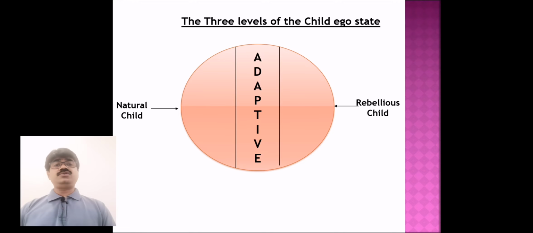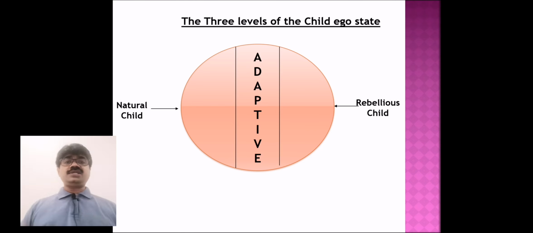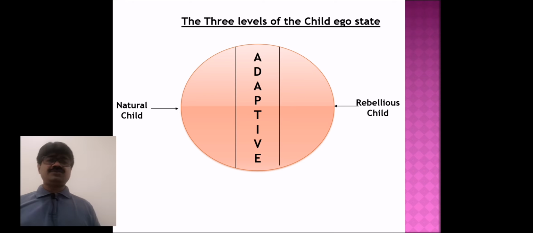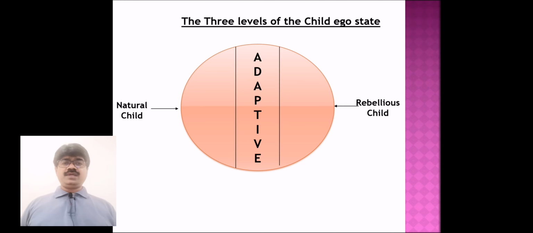The first is the natural child, then you have the rebellious child, and in the center you have something called an adaptive child. Now what do you mean by the natural child? The natural child is a child who behaves very naturally like a child. Like he cries for anything, he wants to say something, he just says that. And what is a rebellious child? A rebellious child is a child who is always rebellious. There are some children who are very naughty and very rebellious.